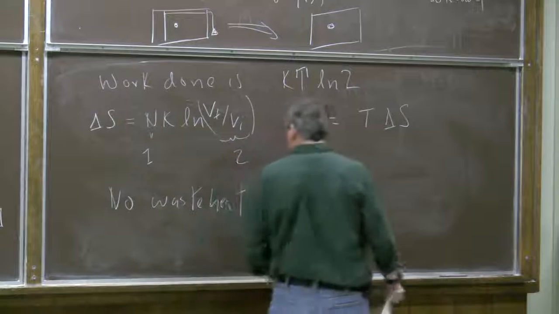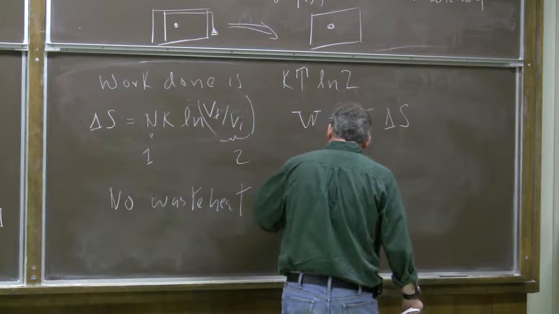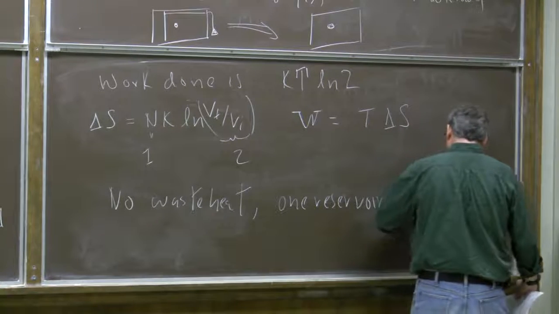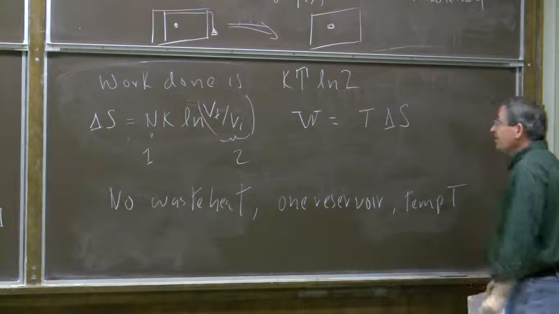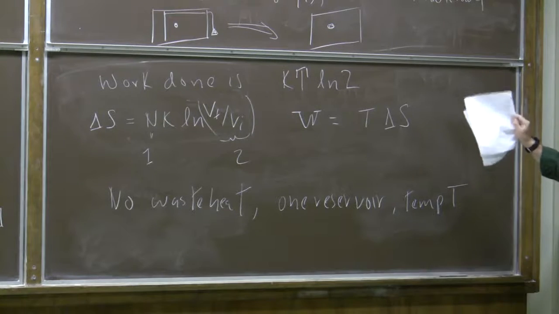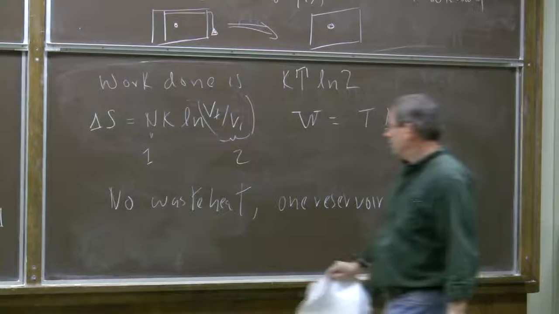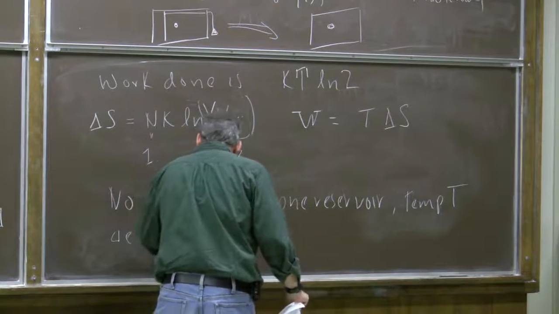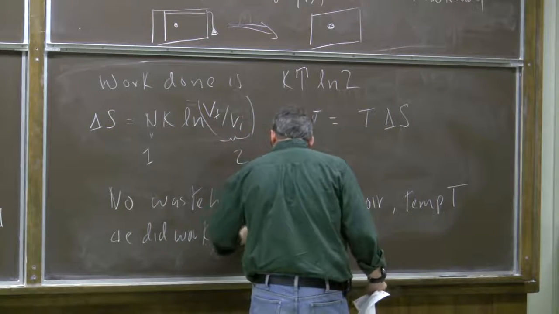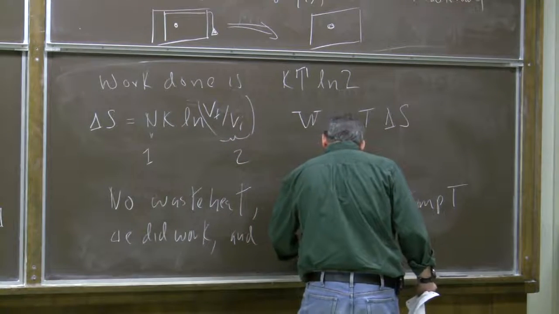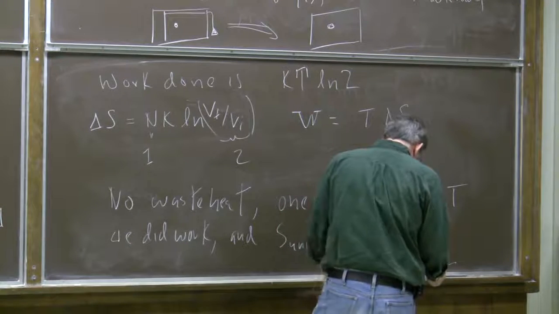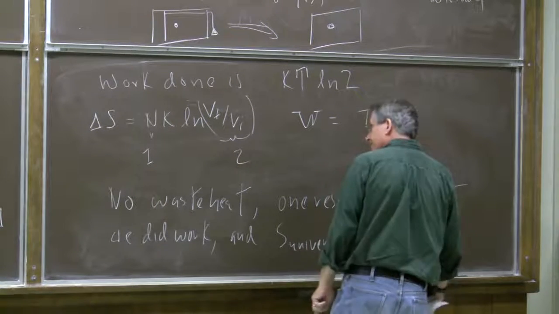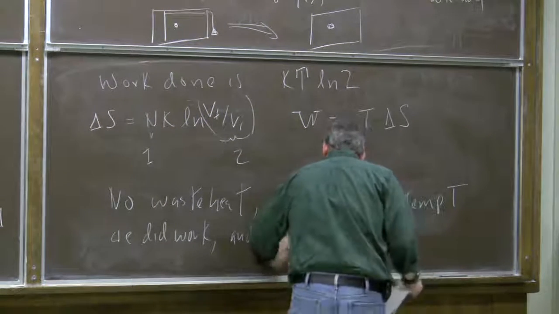We only had one temperature, so one reservoir, temperature tau. We were able to steal kT log 2 of energy from the reservoir and do useful work with it. We did work, and the entropy of the whole world, don't forget about the entropy of the whole world.